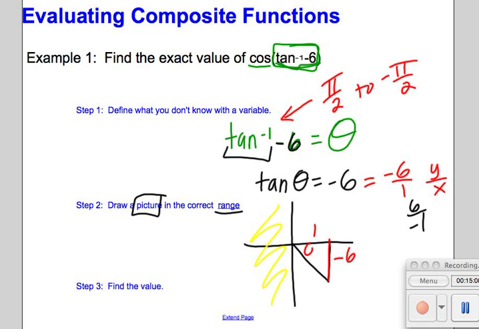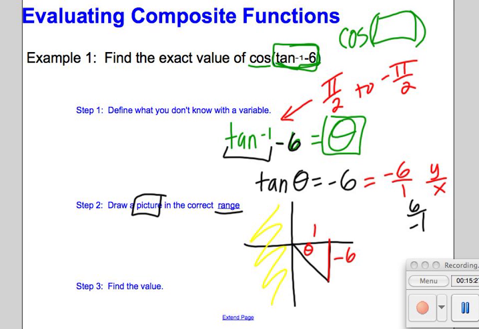Now I have a picture of theta. Remember, theta is this angle down here. So theta is some angle that's negative because we've got to be in the correct range. But the question is asking, remember, go back to the question and find the value is our next step. Remember, the question is asking for the cosine of this angle, theta.